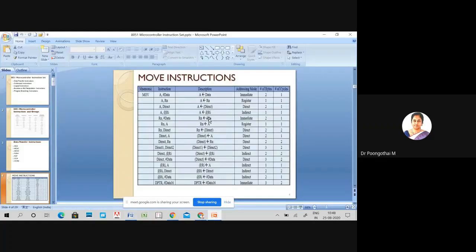The addressing mode of this instruction is indirect addressing mode. It takes 1 byte of program memory and 1 machine cycle is required. Please, students, note down the description of each instruction: description, addressing mode, number of bytes and number of cycles.